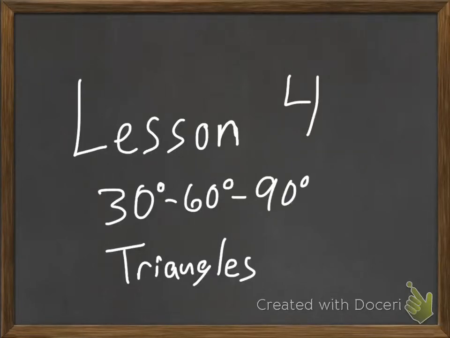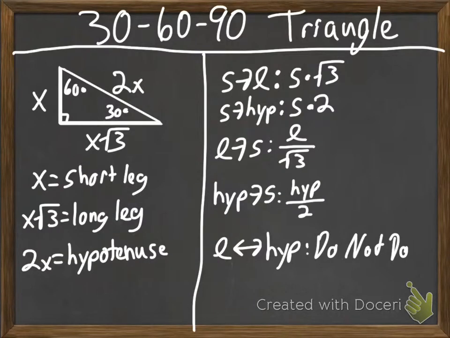Alright, let's get started with Lesson 4 of Unit 8, 30-60-90 triangles. And this is another type of our special right triangles that we have. Now, unfortunately, with 30-60-90 triangles, there's nothing that we can really recall from our previous lessons to figure out what's going on. So we just kind of have to start from scratch. And we're going to start over here on the left side of the board. Here we have the 30-60-90 triangle.